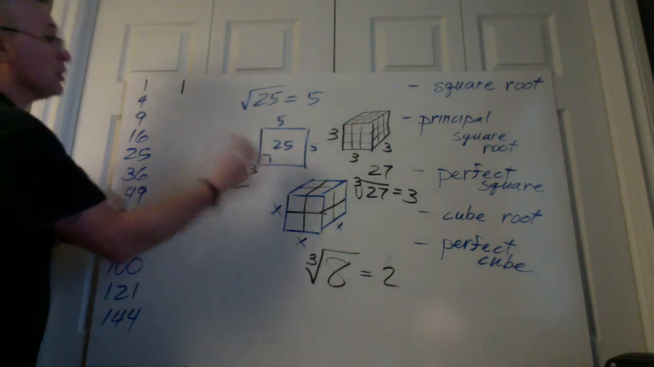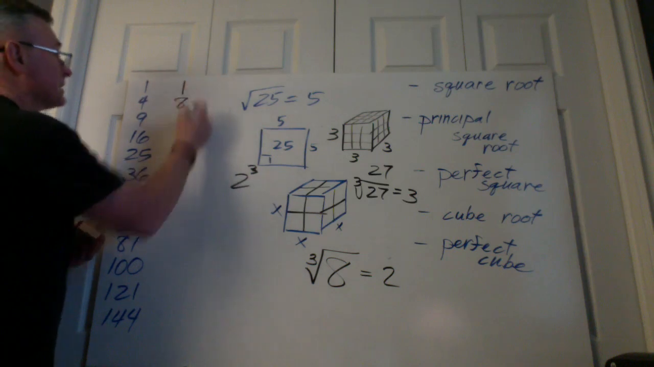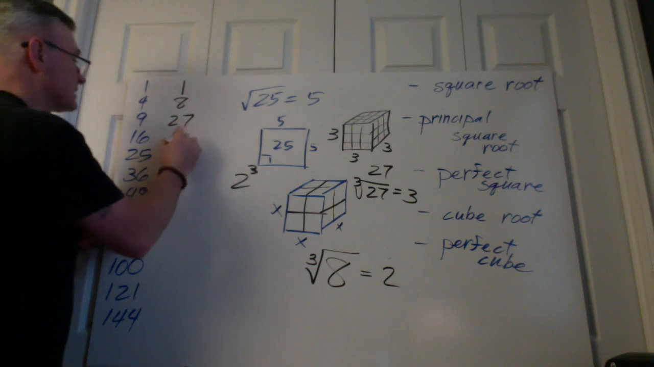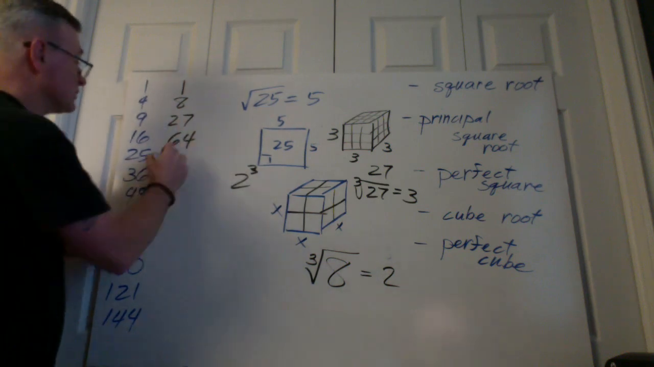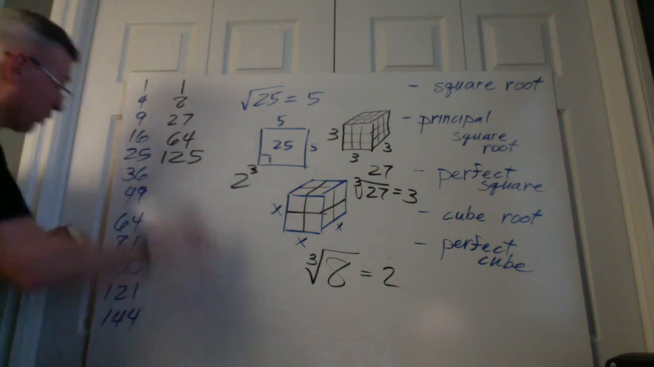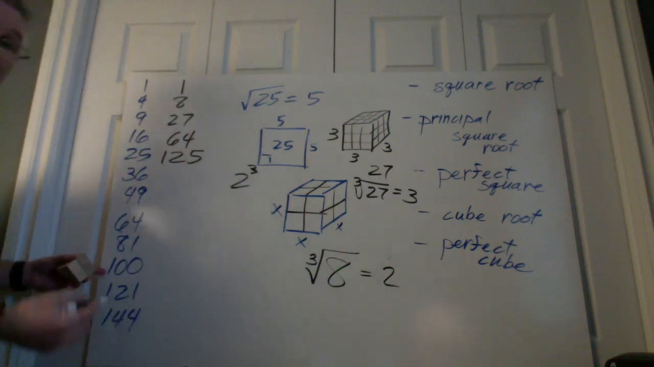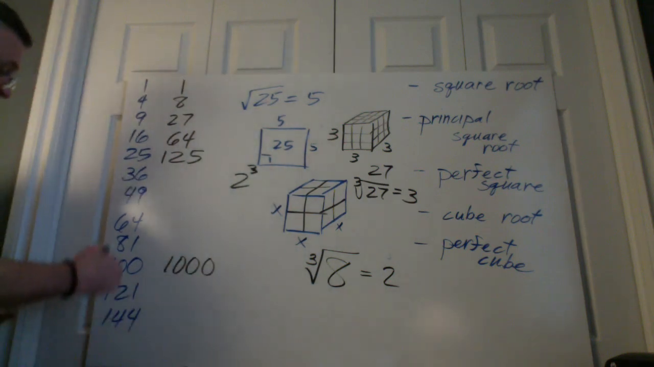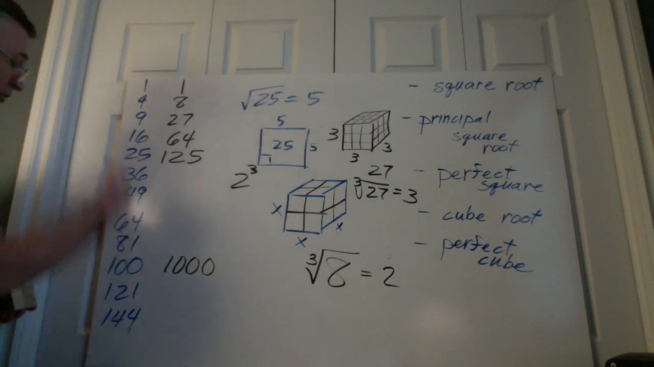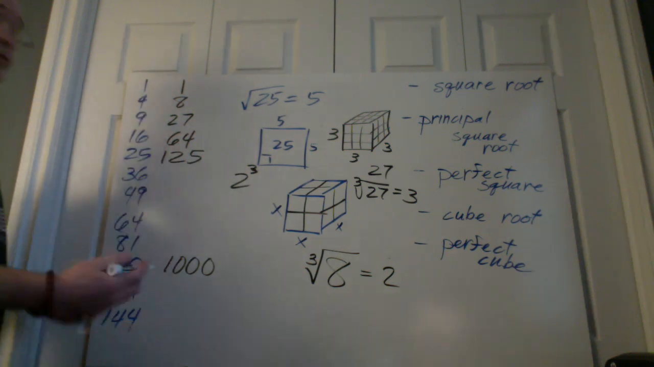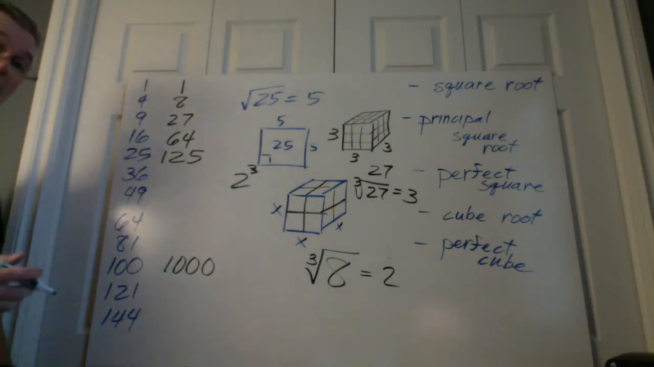So 2 cubed is going to be 8. 3 cubed is 27. 4 cubed is 64. 5 cubed is 125. So these things get really big really fast. 10 cubed is 1,000. 1, 2, 3 zeros. 12 cubed, I mean, you can cube all of these things if you want, but these things get very large very quickly. And you should recognize these numbers as suspicious.